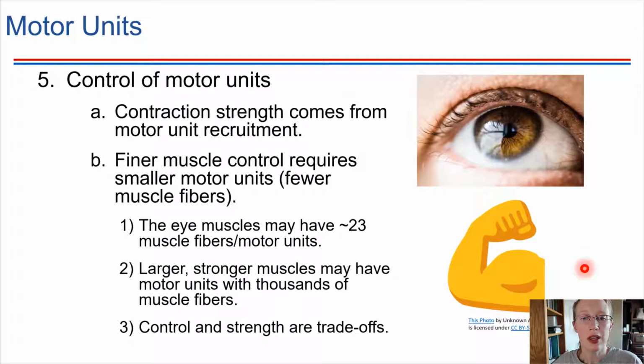So it tends to be that the larger muscles of the body have larger motor units. One neuron tends to branch out into, it could be even hundreds or thousands of muscle fibers. So lots of neuromuscular junctions in that case. Takeaway from this is that fine control and strength are sort of trade-offs. Usually muscles are specialized for one or the other.